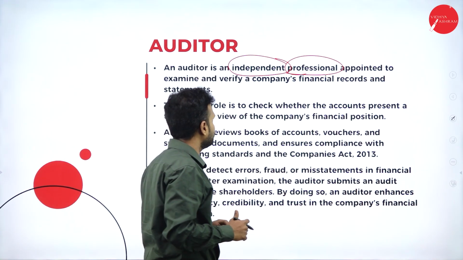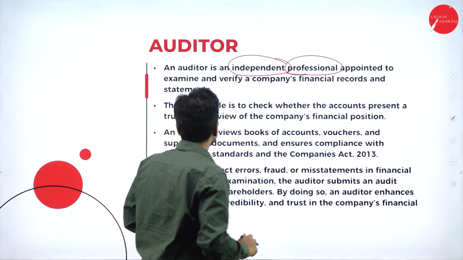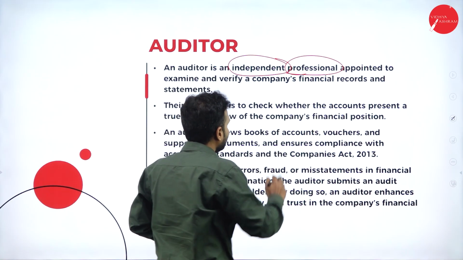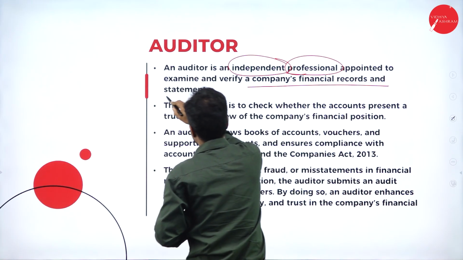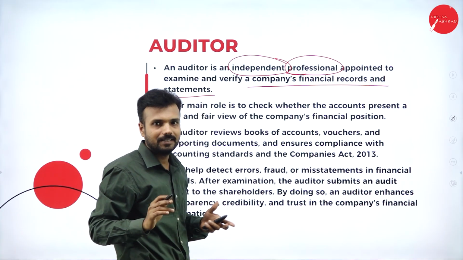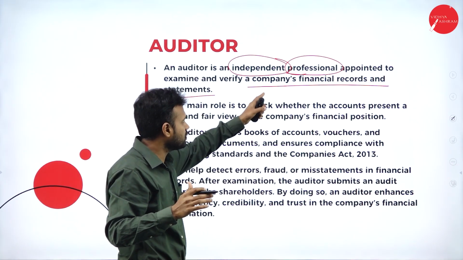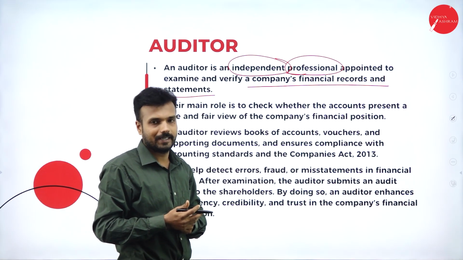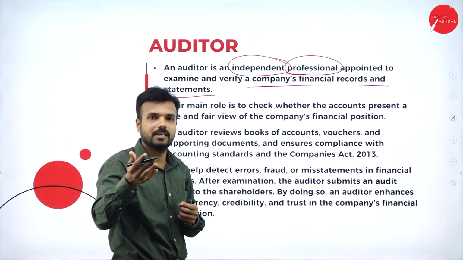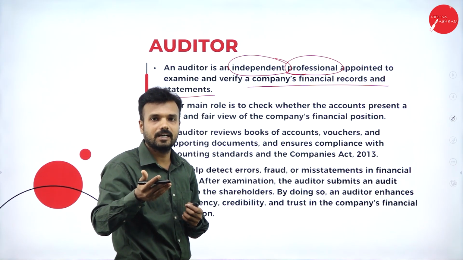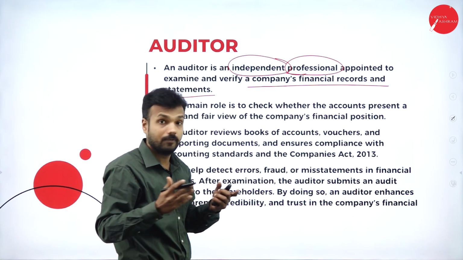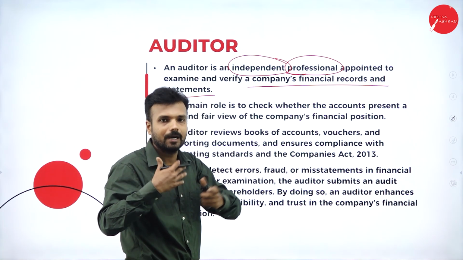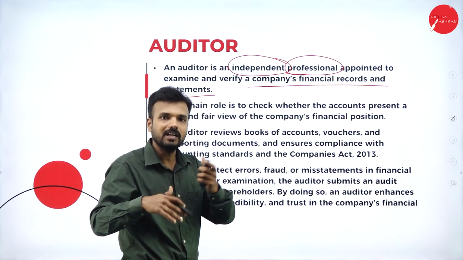So he is an independent person appointed to examine and verify the company's financial records and statements. So what exactly is he going to do? He is independent for examining the financial records and the financial statements of the organization, whether it is a balance sheet, a profit and loss account, a cash flow statement, or a fund flow statement. He has complete authority to verify or cross-check all of these.